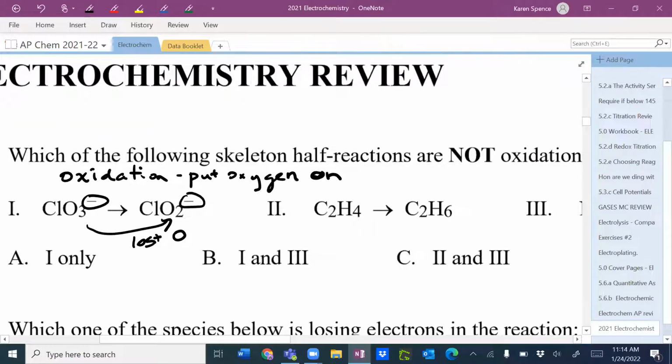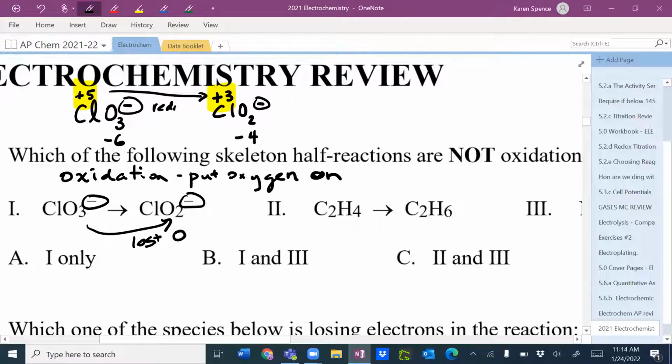If you wanted to, you could find the oxidation number. We have ClO3 minus. Oxygen is -2, so that's -6. We already have a -1 there, so that's going to be +5. ClO2 minus, that would be -4, of which we just have 1 left over, so that would be +3. And so that went from a bigger number to a smaller number, so the oxidation number was reduced. When the oxidation number gets smaller, it has been reduced.